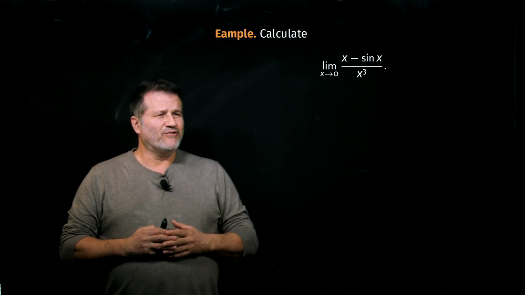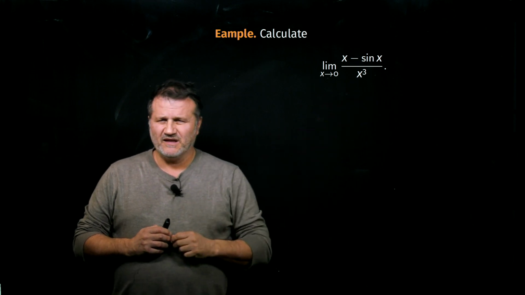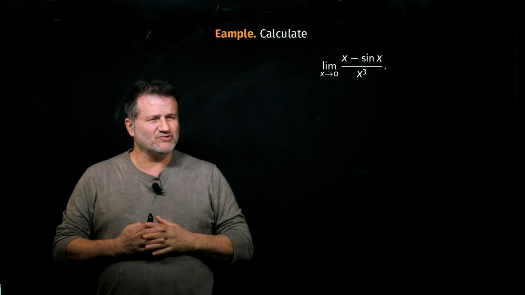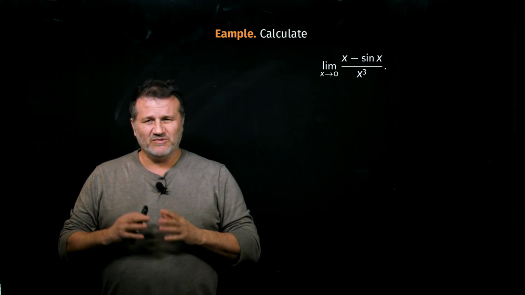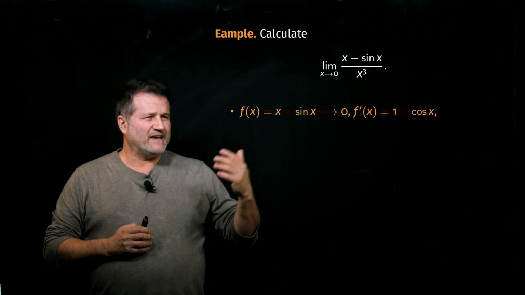Now let's show an example where things go nicely. Here we have the limit for x going to 0 of x minus sine x divided by x cubed. This is, by the way, interesting because it would be impossible to compute this limit without using differential calculus. So here we apply Hopital rule.